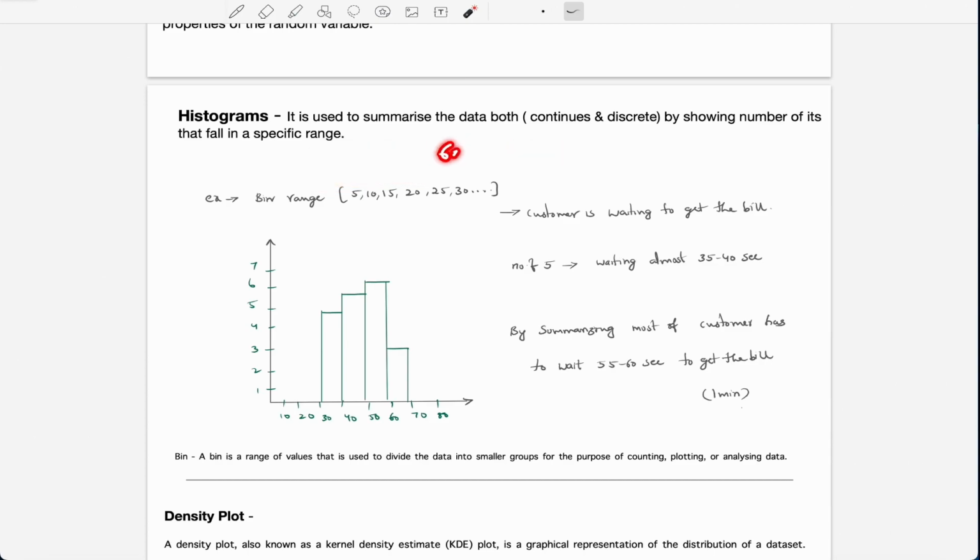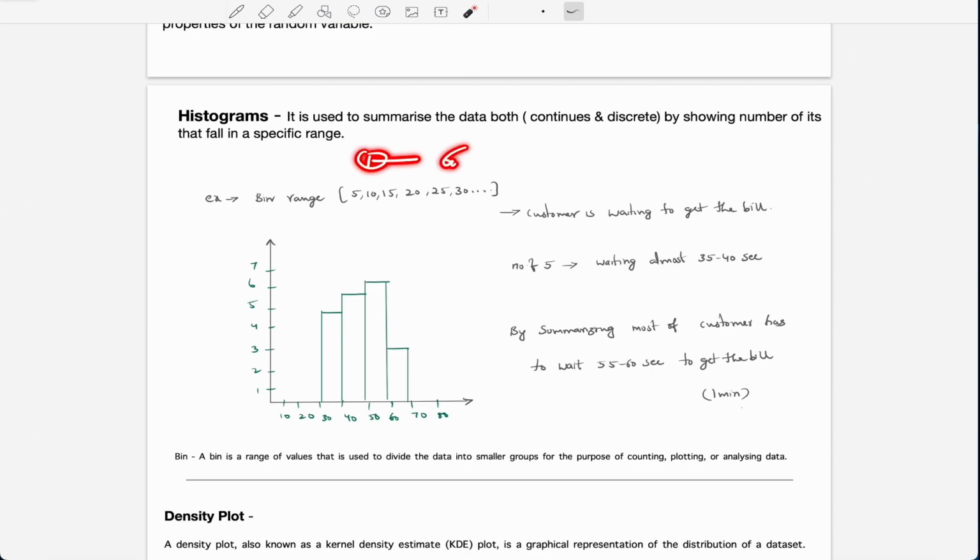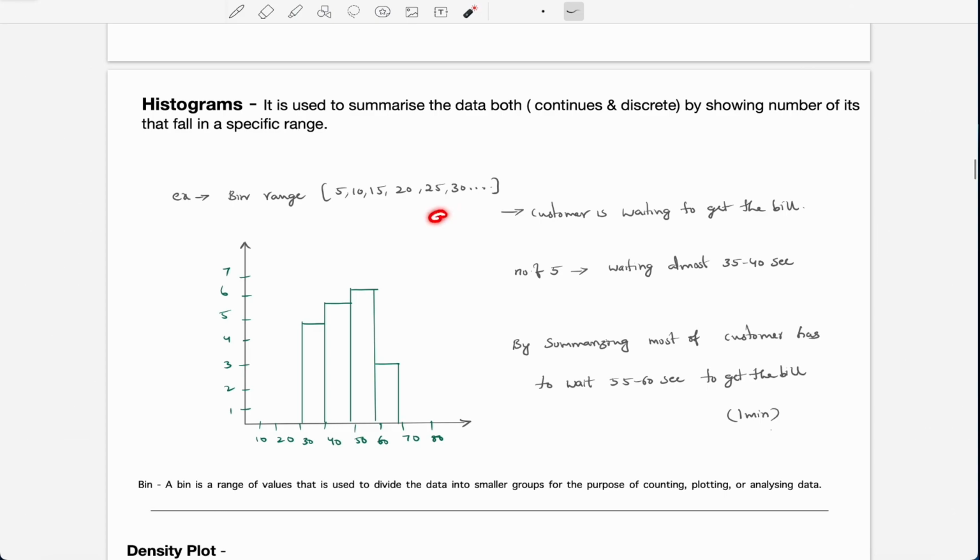Like we have 60 to 70 marks. In this range we have 20 students, and from 85 to 90 we have only 5 students who scored that. I hope you have a basic understanding. This 60 to 70 is one bin, and this 85 to 90 is another bin, by showing the number that falls in a specific range.